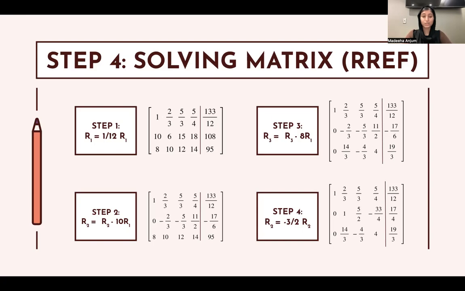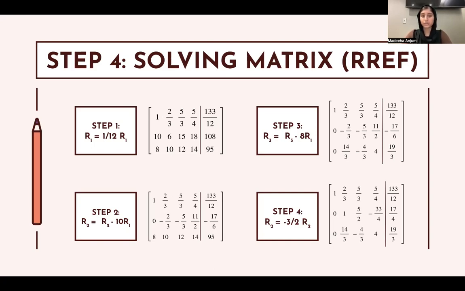To start, I multiplied R1 by a non-zero scalar of 1/12 to create a leading one or pivot, which is one of the row operations. And in steps 2 and 3, as you can see, I subtracted multiples of R1 to create zeros in all the other entries of the first pivotal column.